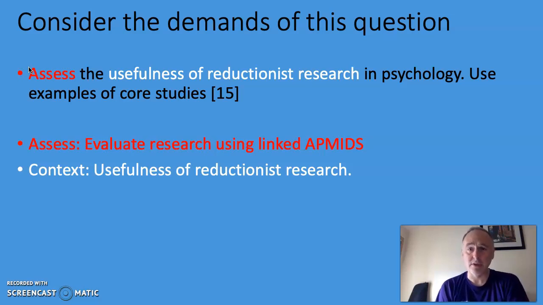So if we're talking about discussion, critically evaluate, strengths and weaknesses, etc., assess is just the same sort of idea. It's asking us to say whether reductionism is a good thing or a bad thing, and specifically with regards to how useful it is in this particular situation. Coming on to that then, this bit here, the usefulness of reductionist research, is the context that we need to be working in. So all of the answer needs to be referring to either how useful or less useful a piece of reductionist research is generally within psychology.